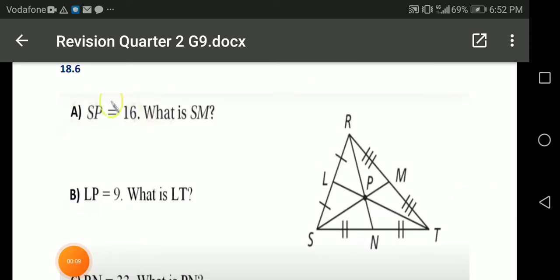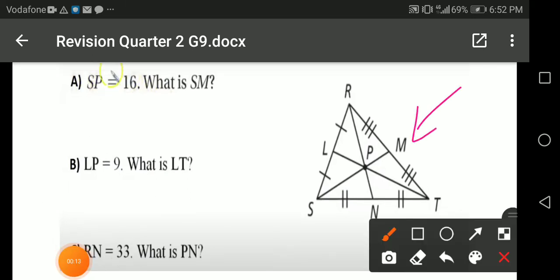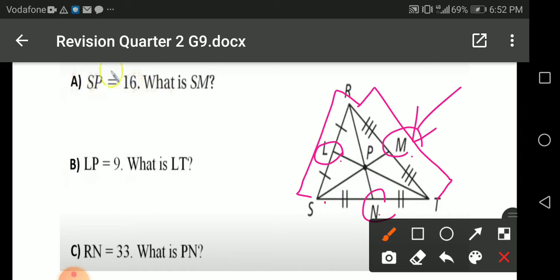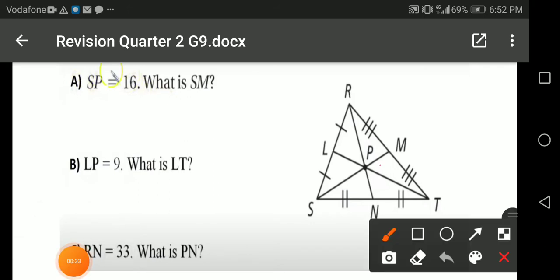Okay, we have here in this diagram, as you see, in this triangle, it's given that we have three midpoints L, M, N. Here I have L, a midpoint for SR, and we have M, midpoint of RT, and N, midpoint of ST. So we have three midpoints. They meet at just one point inside the triangle.